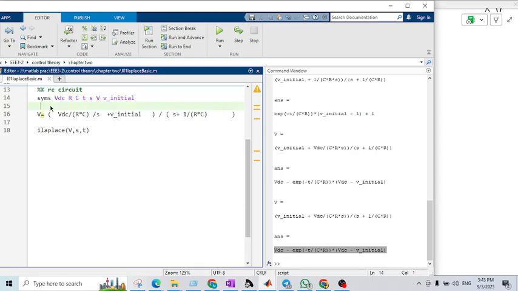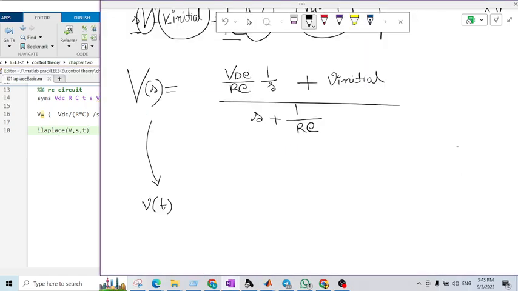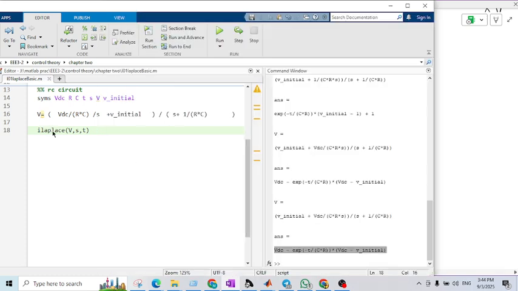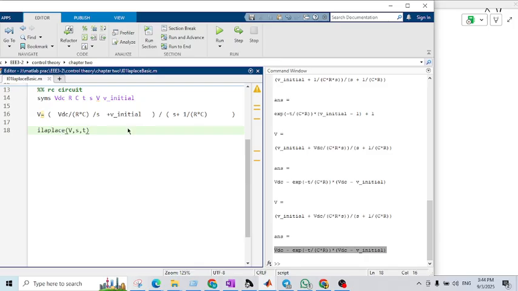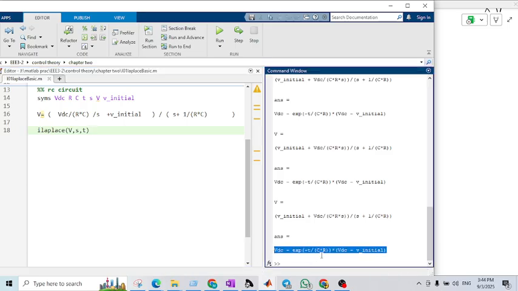So see, we have written syms. We have defined these symbols, these are not variables, these are just symbols. And then we have made this equation here. You can see this equation is the same as this. And then we have applied an inverse Laplace function here. This is in S domain, and to convert it into T domain we have to apply the inverse Laplace transform, and this part will be done by this built-in MATLAB function. And if I run this code, you will see that this is the equation of the capacitor voltage.